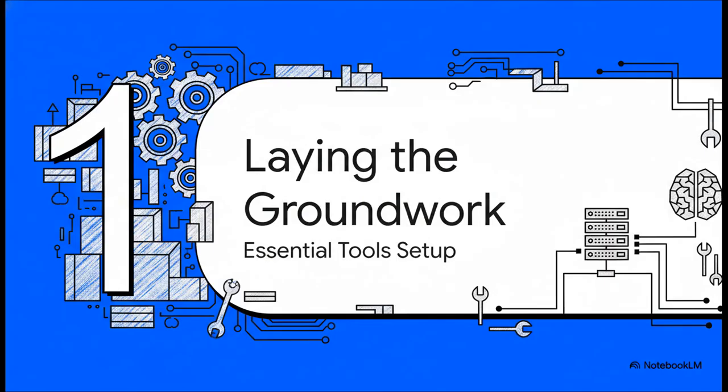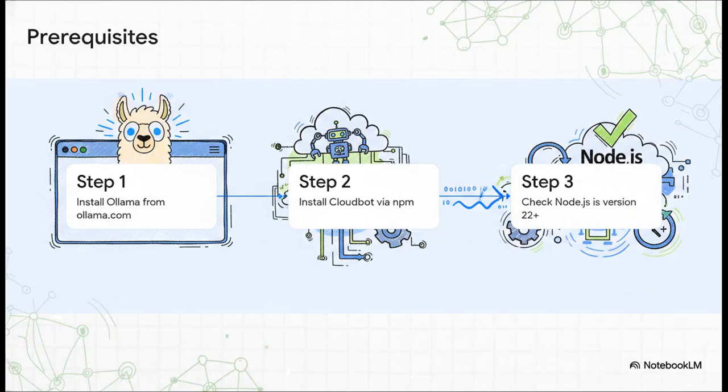Okay, so before we can bring our AI assistant to life, we've got to gather our tools. Think of this first section as just getting our foundation set up, making sure everything's in the right place before we start building. It really just boils down to three simple things. First, you're going to need Ollama, which you can just grab from ollama.com. Second, we'll install Cloudbot. And third, and this is an important one, we're going to double check that your version of Node.js is up to date.